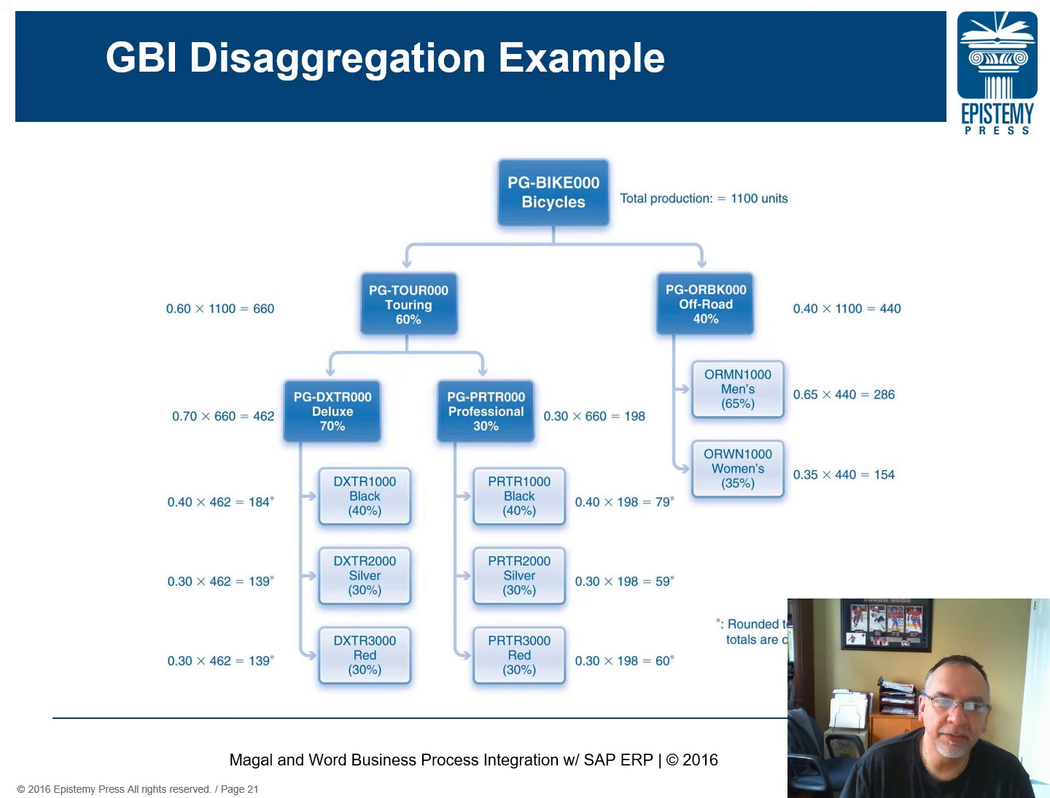Again, here's examples from the disaggregation example of GBI and how the allocation percentages translate into what will be produced with respect to the materials that follow or the materials that are in each of the product groups, i.e. the touring or the off-road groups and the subsequent products that are generated.